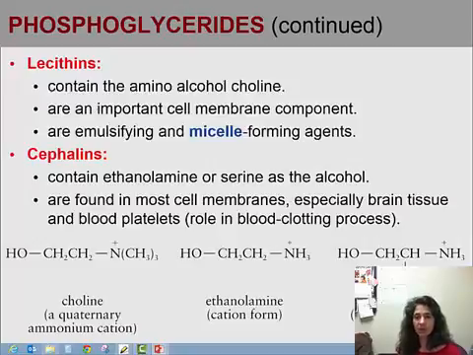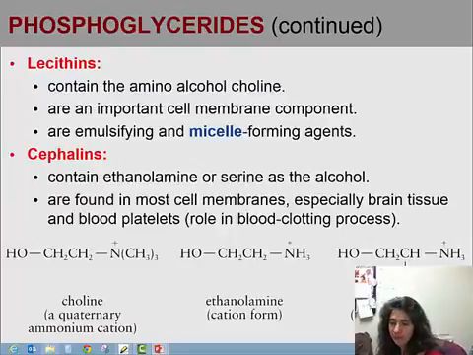So we've talked about our lecithins, they're emulsifying and they form those micelles we looked at, and they're important in cell membranes. We've talked about our cephalins. They can have either the serine or the ethanolamine, as we saw the other day. Also in cell membranes and very involved in our blood clotting process.